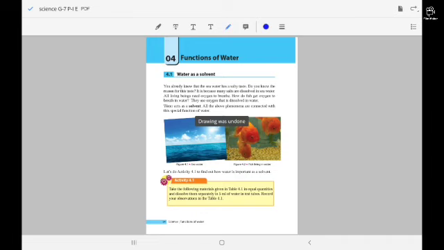Then water acts as a solvent. That is the thing that we have to learn here. That means fish living in water get oxygen from the water. The scientific name of water is H2O. From that they get O, oxygen. So all the above phenomena are related to the special function of water.